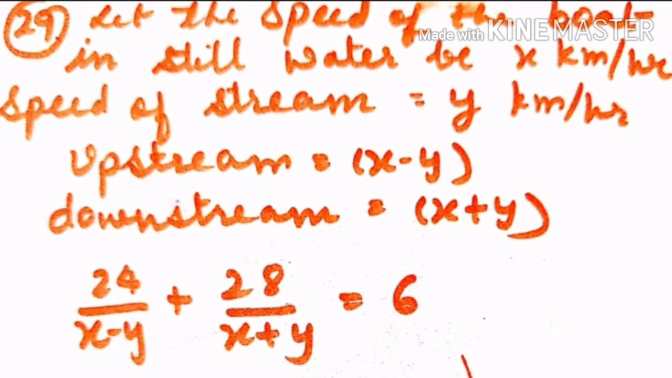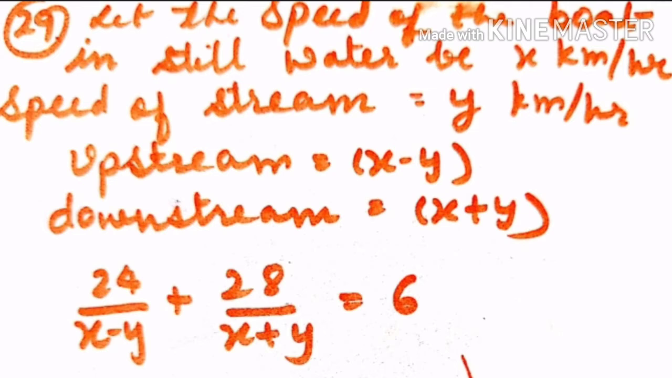So here there are two distances: for upstream the distance is different and for downstream it is a different distance, and the total time is given as 6 hours. Okay, so let us see. First of all, we have to suppose what we want to find out. Here we want to find the speed of the boat in still water and also the speed of the stream. So let the speed of the boat in still water be x km per hour and the speed of the stream be y km per hour.